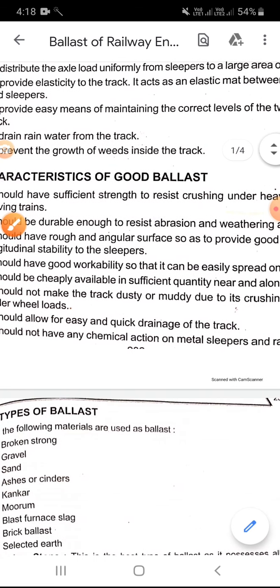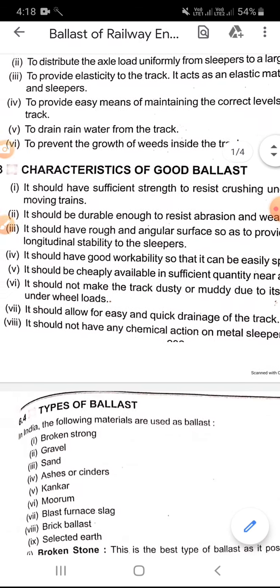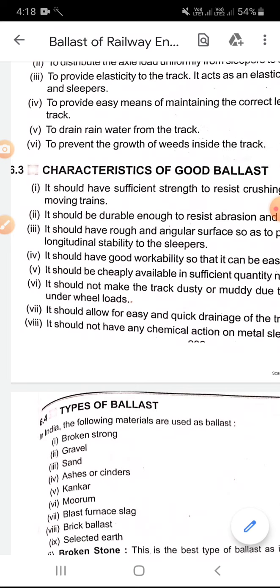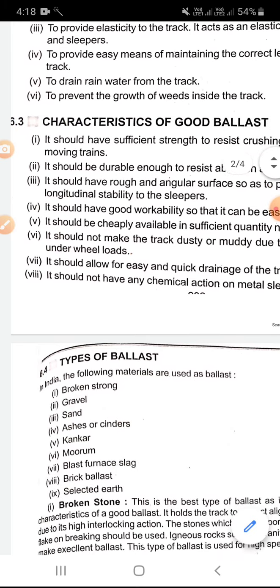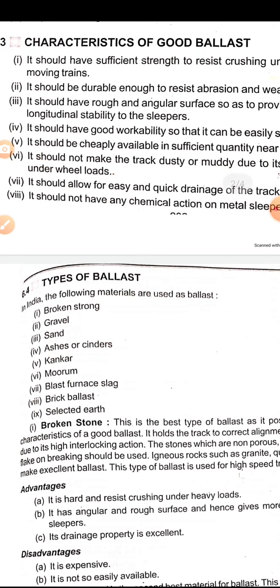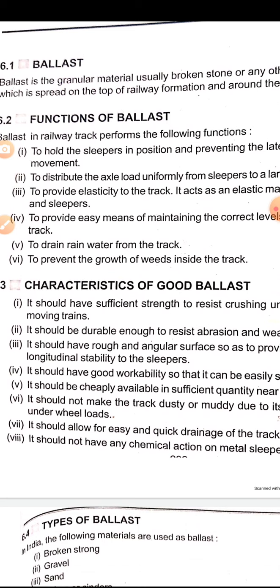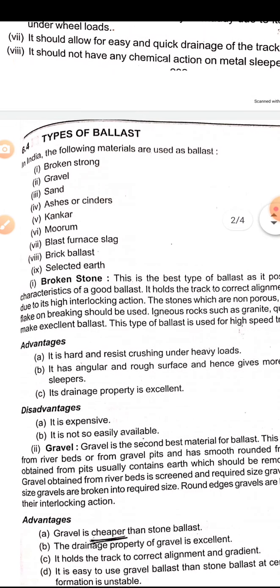It should not make the track dusty or muddy due to crushing to powder under wheel loads. It should allow easy and quick drainage of the track. It should not have any chemical action on metal sleeper and rail. Okay, characteristics of good ballast are very important. Also function of the ballast and definition of ballast. Types of ballast are important.